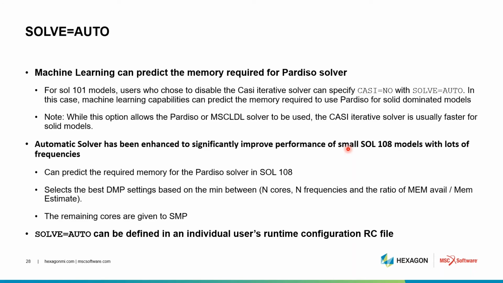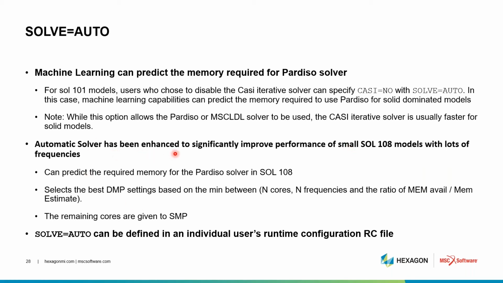So going into more detail on solve equals auto, machine learning can predict the memory required for the Pardiso solver. For solution 101, users who choose to disable the Cassie iterative solver can specify Cassie equals no with solve equals auto. In this case, machine learning capabilities can predict the memory requirements to use Pardiso for solid dominated models. So this option allows the Pardiso or MSC LVL solver to be used. The Cassie iterative solver is usually faster for solid models, so this is something to keep in mind.